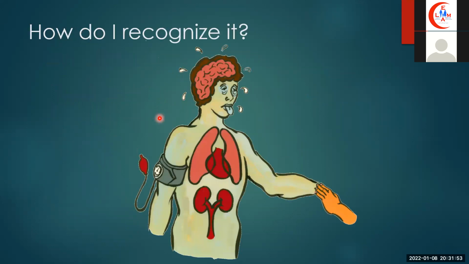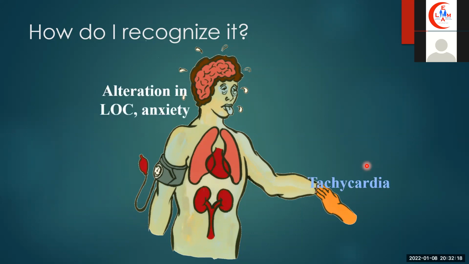So how do we recognize that the patient is in a state of shock? When the patient arrives, what are the symptoms and signs that tell me that this patient is in a state of shock? Initially, he will be tachycardic, as we mentioned. The heart rate will be up because of the increased sympathetic activity, secretion of adrenaline and noradrenaline.